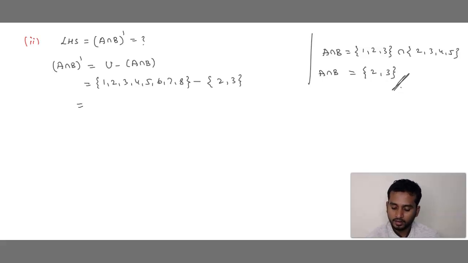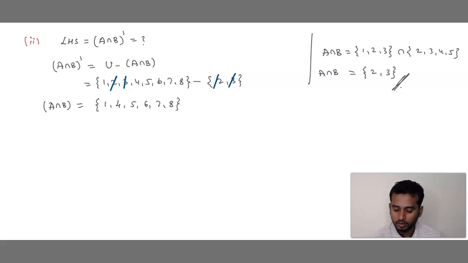So can we cancel the terms? 2, 3, 2, 3 will get cancelled. So what are the elements left out in the first set? That is 1, 4, 5, 6, 7 and 8. This is (A intersection B) whole transpose. I will call this equation 1. Okay. Next, RHS part. What is RHS?